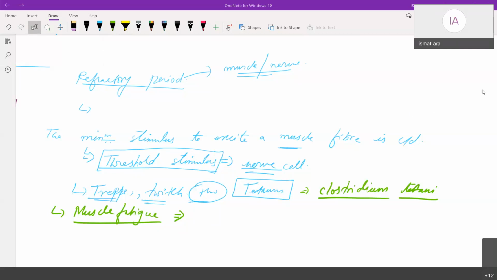Now, for which muscle are we using the term muscle fatigue? Suppose I give you the options cardiac muscle, smooth muscle, and skeletal muscle. Skeletal muscle.